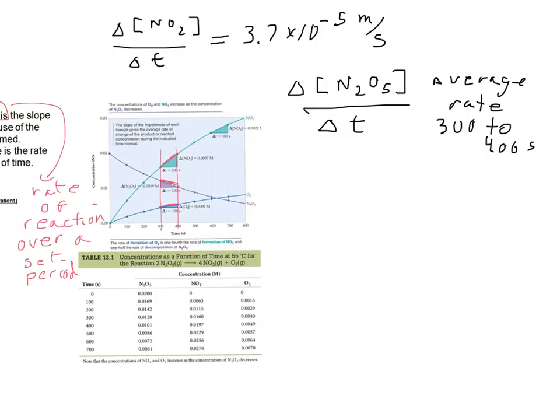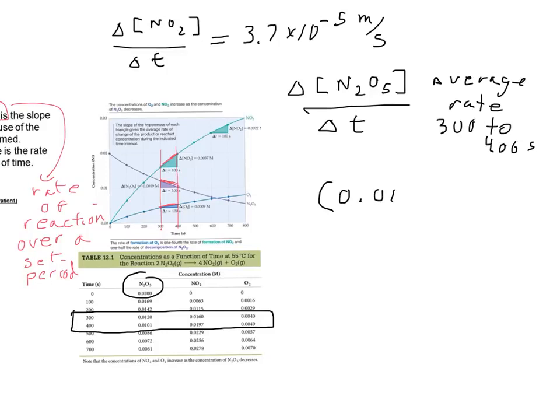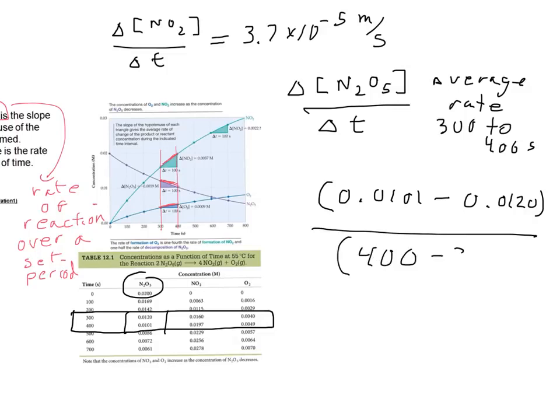All right, let's do this again real quickly, but this time, instead of doing it for my nitrogen dioxide, let's do it for my dinitrogen pentoxide. Once again, it's going to be my change in concentration. At 400, my dinitrogen pentoxide is 0.010, and at 300, it's 0.0120. I'm getting that off my chart here. And my change in time is 400 minus 300. What is my rate of reaction?